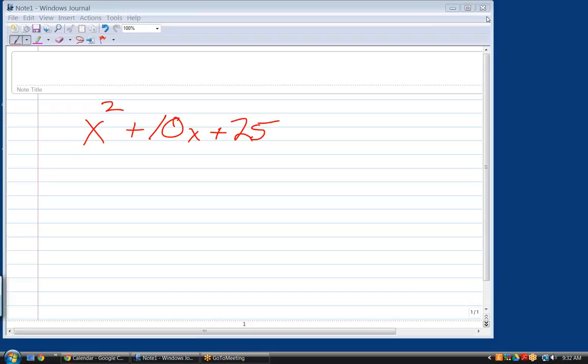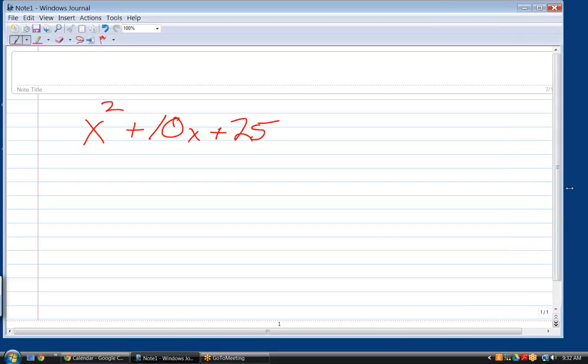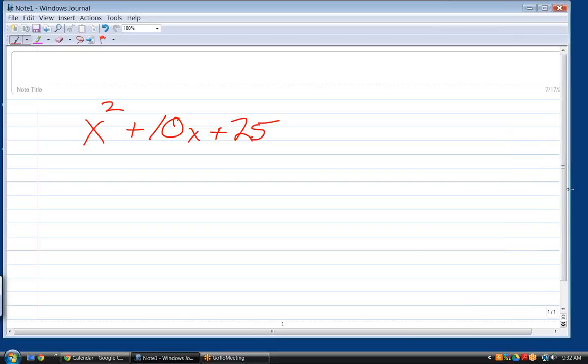All right. Let's review the tougher type of factoring. We reviewed greatest common factor and difference of perfect squares.